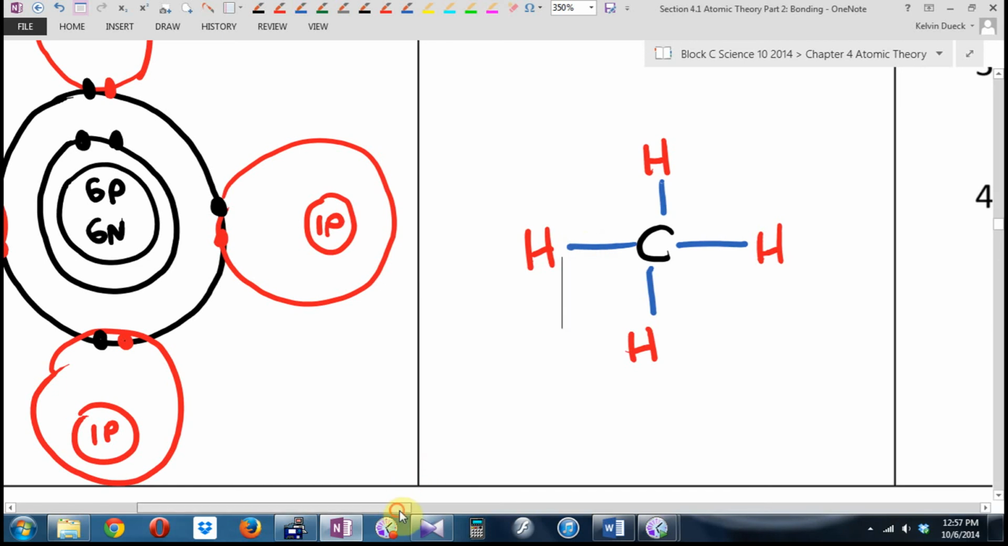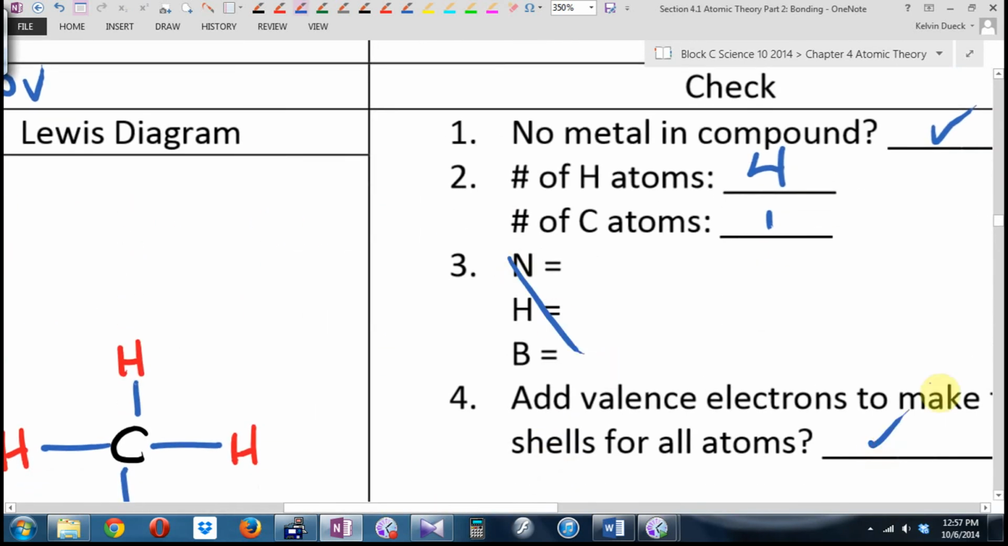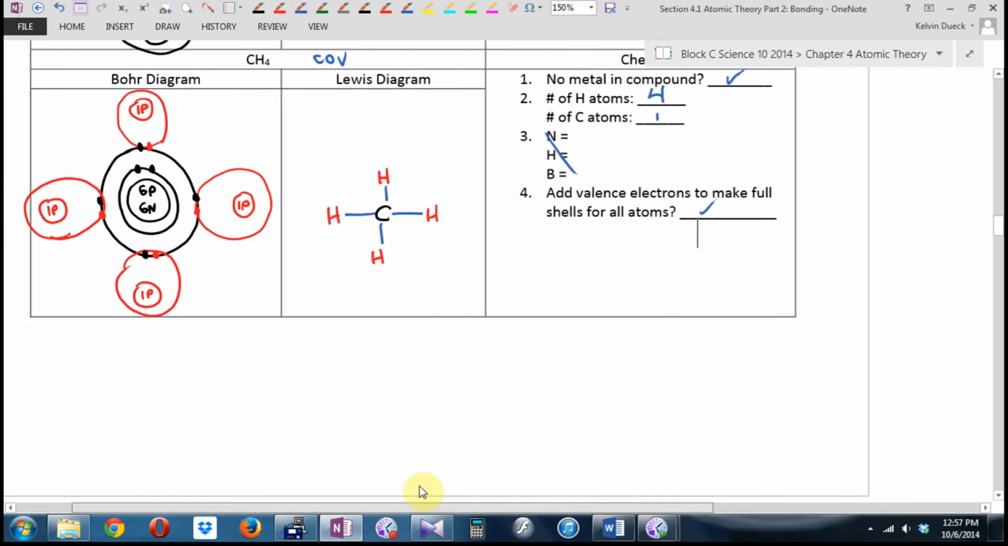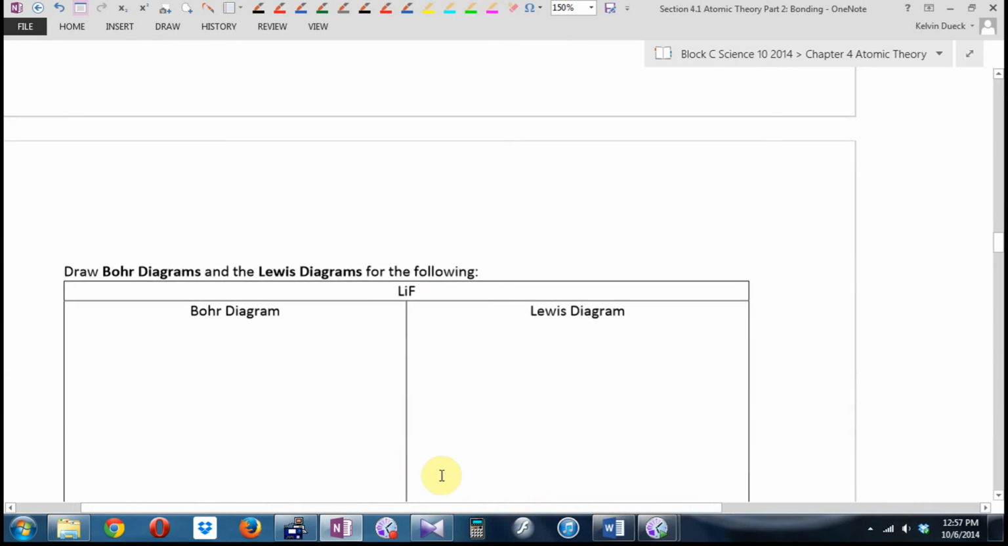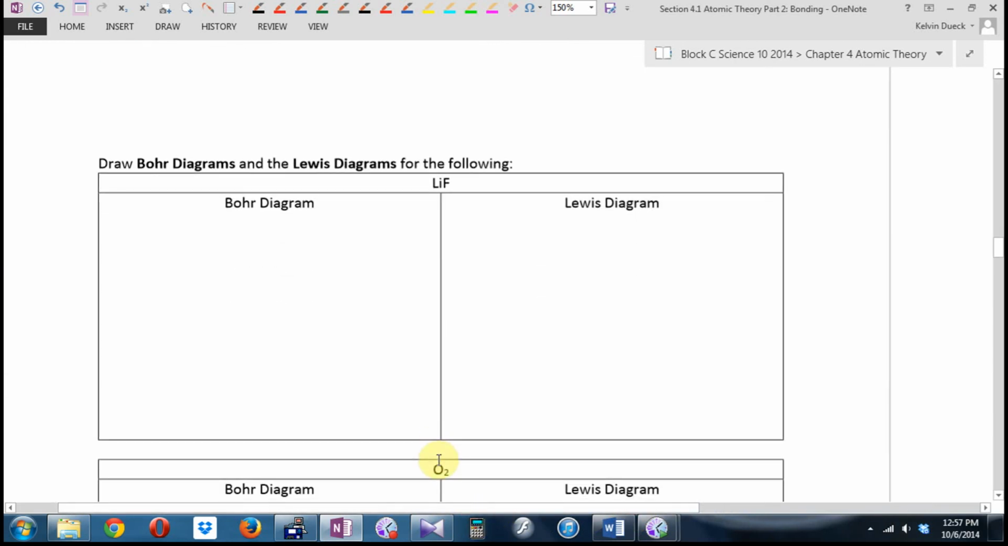Double check my checklist. I said ignore the formula. Have we got full valence shells? Yep. A couple more and we're done. Turn the page. First, I'm going to say I'm not doing the Bohr diagram. You're going to, in the textbook homework, occasionally have to draw Bohrs, and I will, but I'm just saying in our notes.